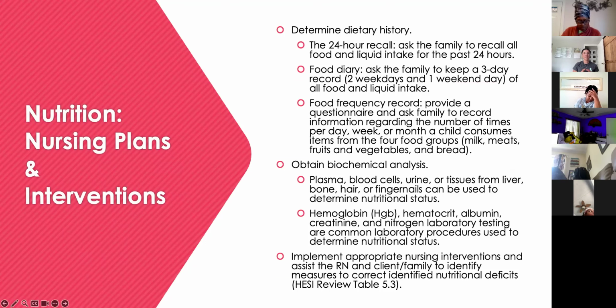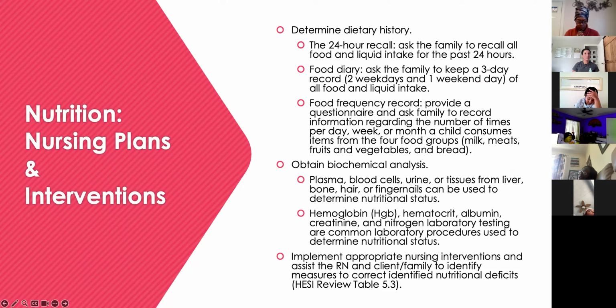A food diary is a 3-day record. So we record 2 weekdays and 1 weekend day so that we can see the difference between the week when everybody's at work and the weekend when everybody's at home. That way we get a better idea of what's happening throughout the week.